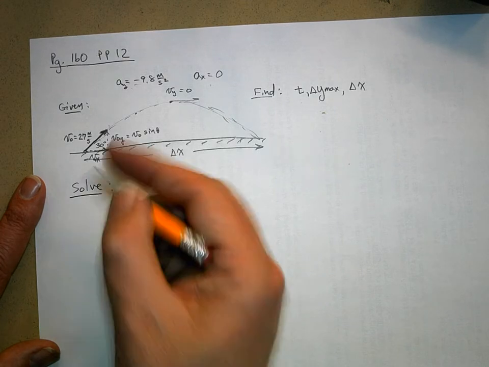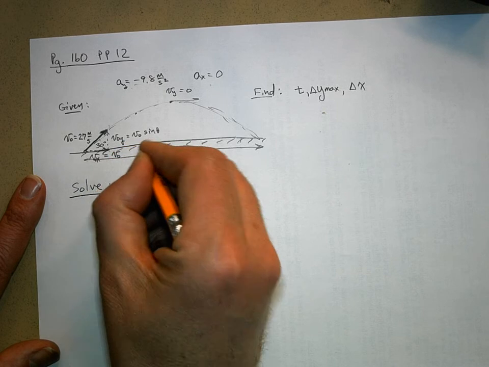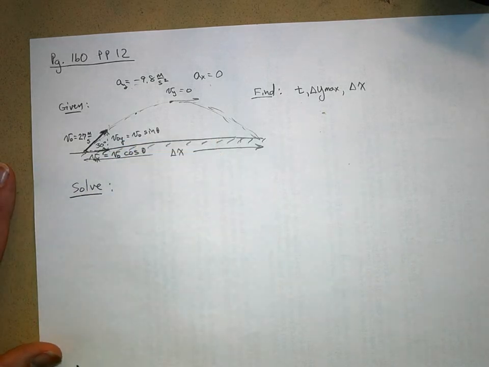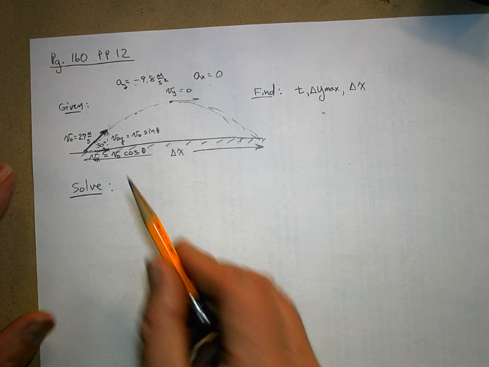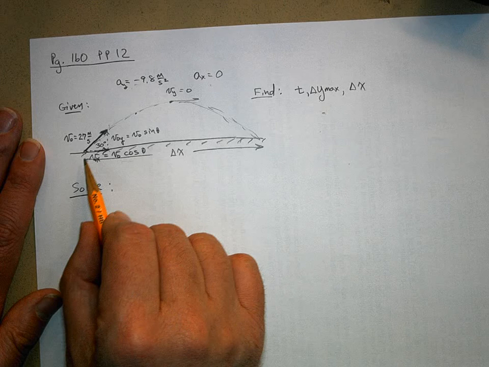And then this, the velocity in the x direction, is equal to v naught times the cosine of the launch angle. Now this one doesn't change. The velocity in the x direction is going to be v naught cosine theta the whole time.